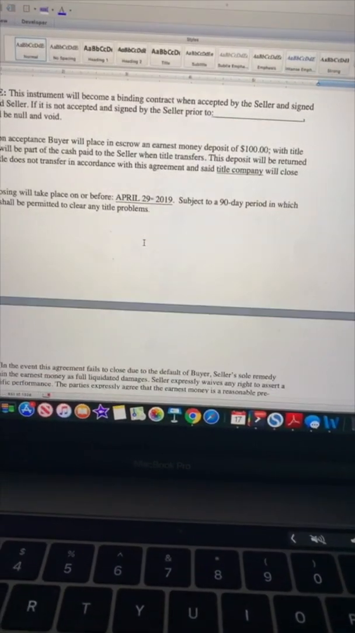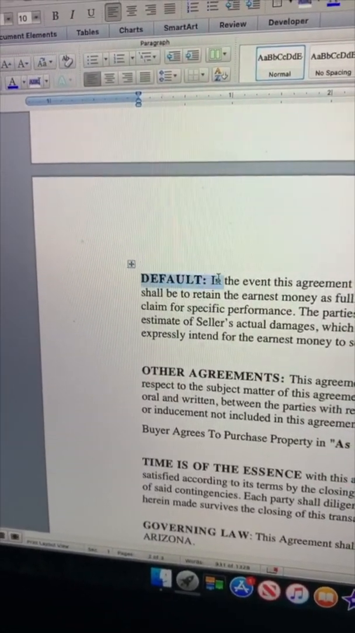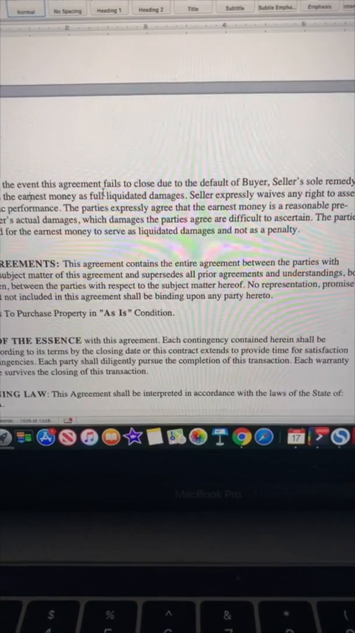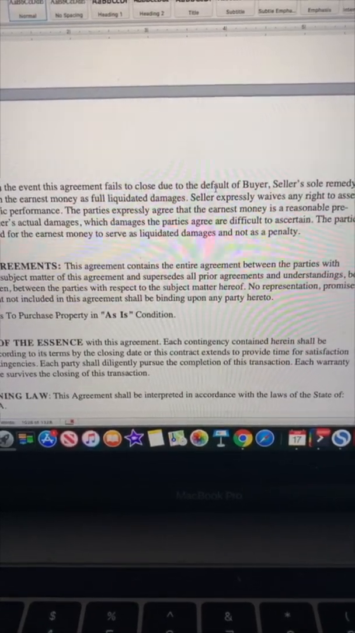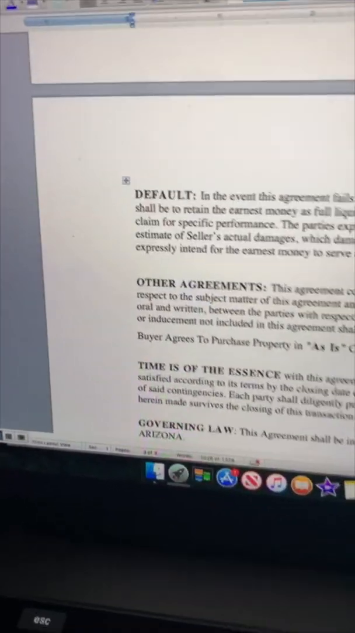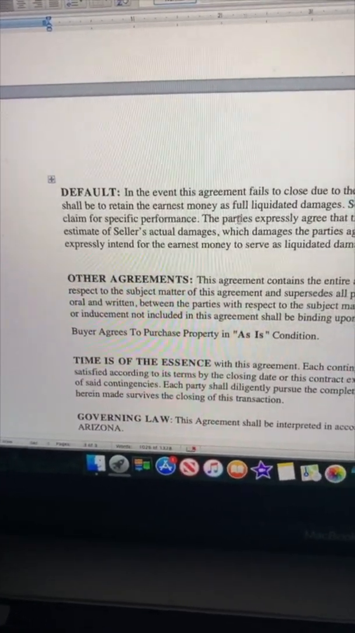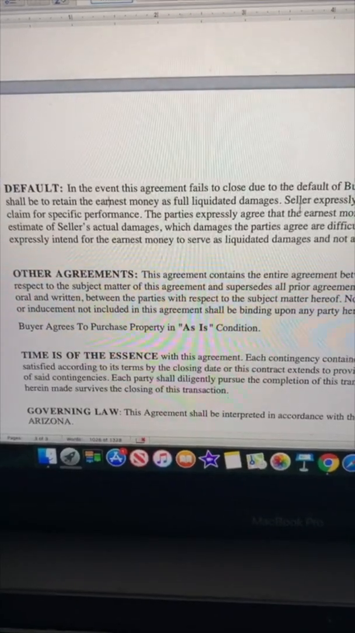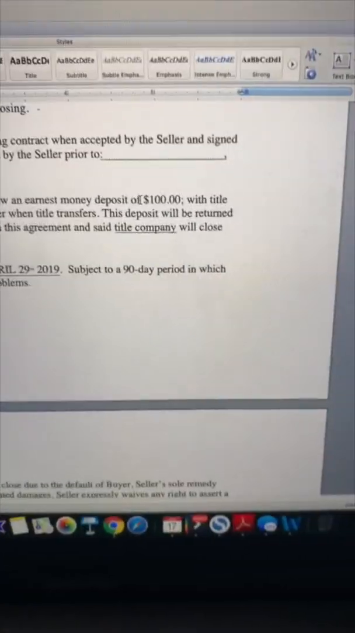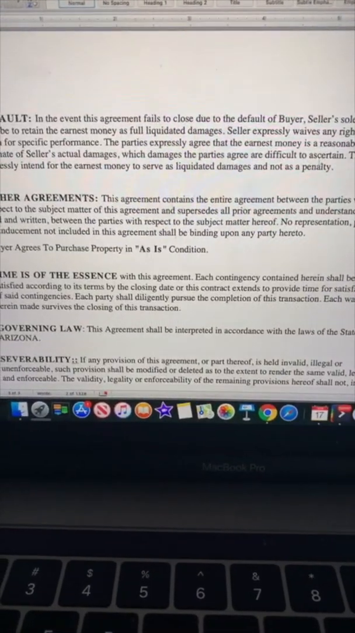Now, this is important because if I go down here, it's going to talk about default language, right? Now, this default language right here: in the event the agreement fails to close due to the default of the buyer, which is you, the seller's sole remedy shall be to retain the earnest money as full liquidated damages. So let's look at that right here. What's the earnest money? Earnest money again is $100, right? So that's the full liquidated damages right here.